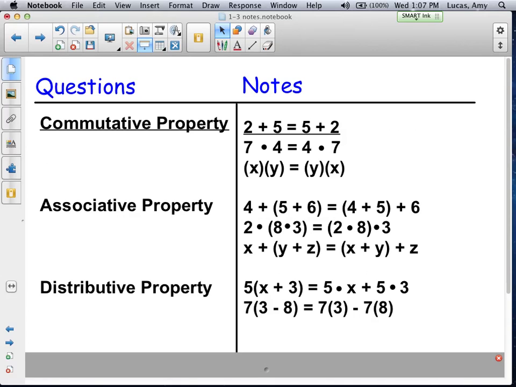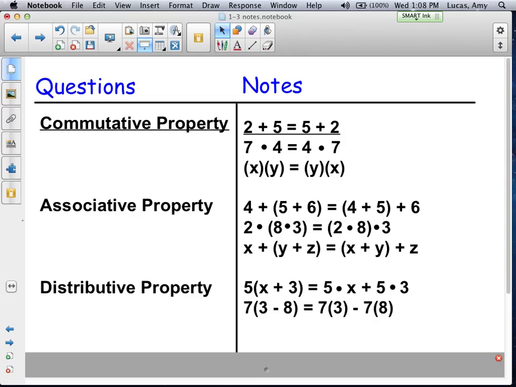The commutative property is a property for addition and multiplication that says that if you change the order of two things that you are adding or two things that you are multiplying, it does not give you a different result. So 2 plus 5 is the same as 5 plus 2. 7 is equal to 7. 7 times 4 is the same as 4 times 7. They're both equal to 28. And using variables, x times y is the exact same as y times x.